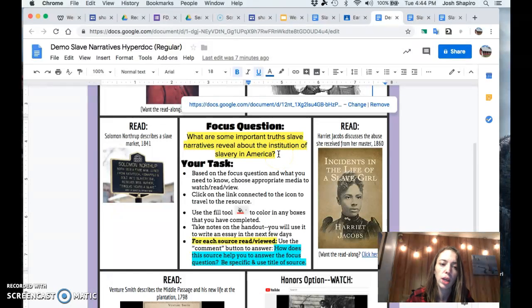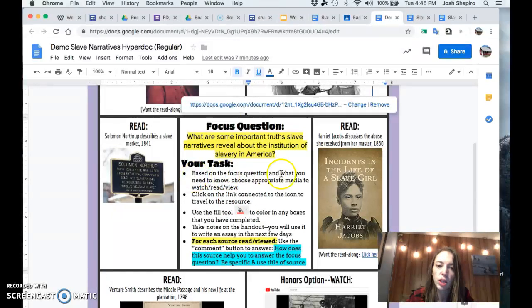So important truths. Yes, we know slavery was awful, right? I want you guys to dig deep and look at these different narratives and think about how it was awful. What do these slave narratives really show us about slavery? What truths do they reveal? That's your job, all right?